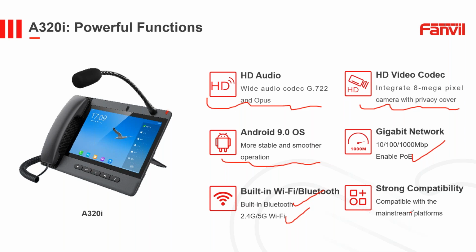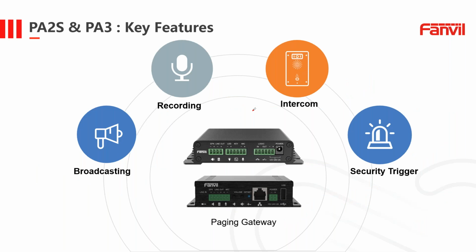And the next one is our paging gateway PA2S and PA3. Both of them can be used for recording, intercom and broadcasting, or security trigger. But at this time, some of our customers may wonder what the differences are between PA2S and PA3. So next, I will introduce them to you.